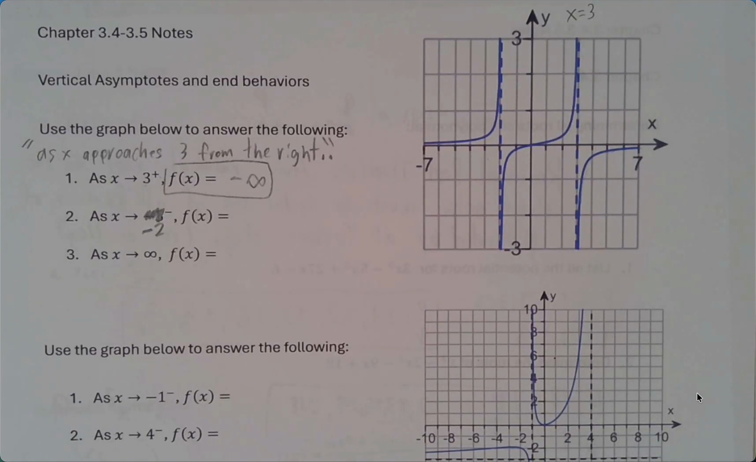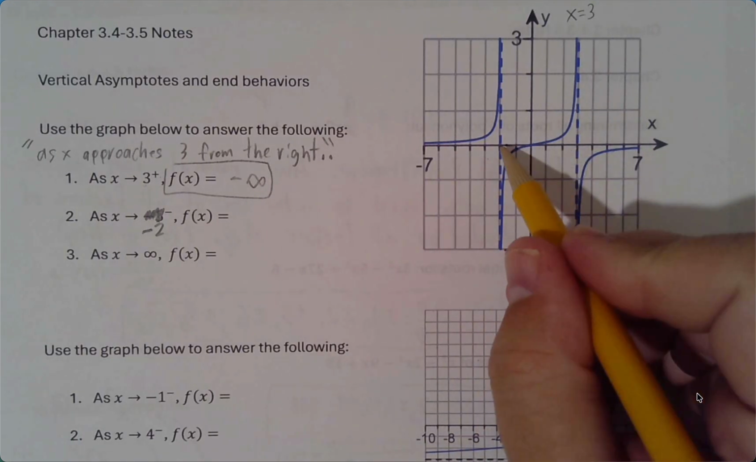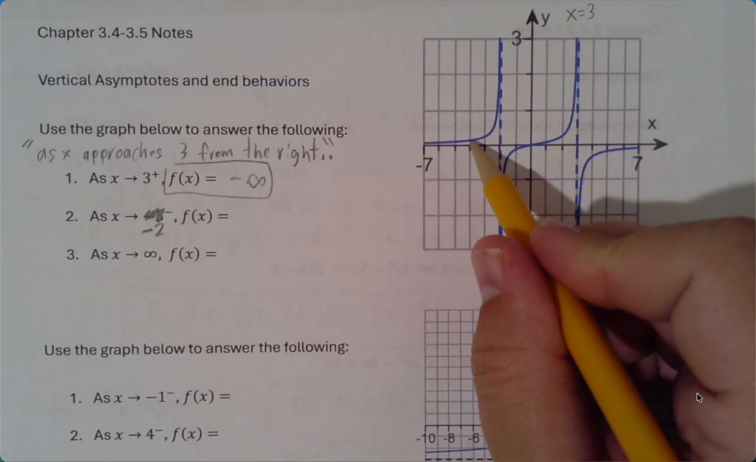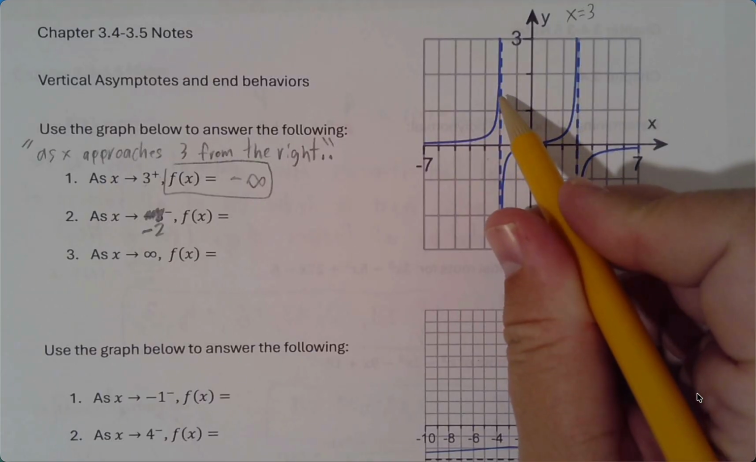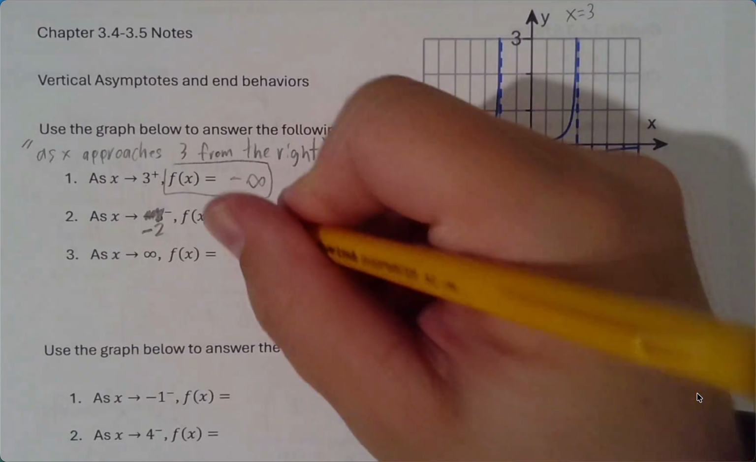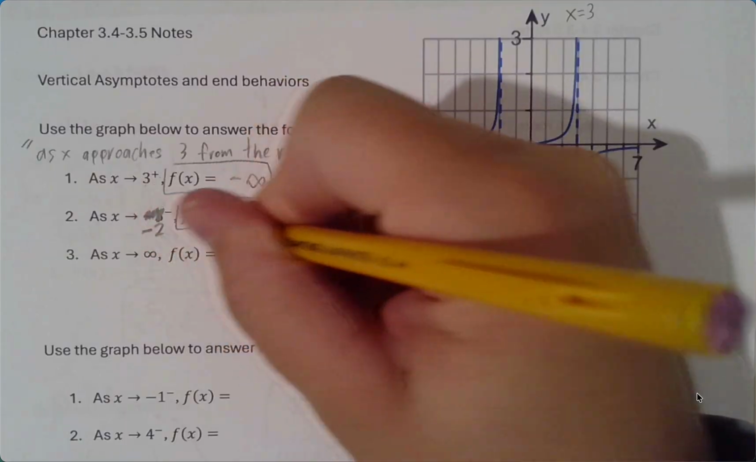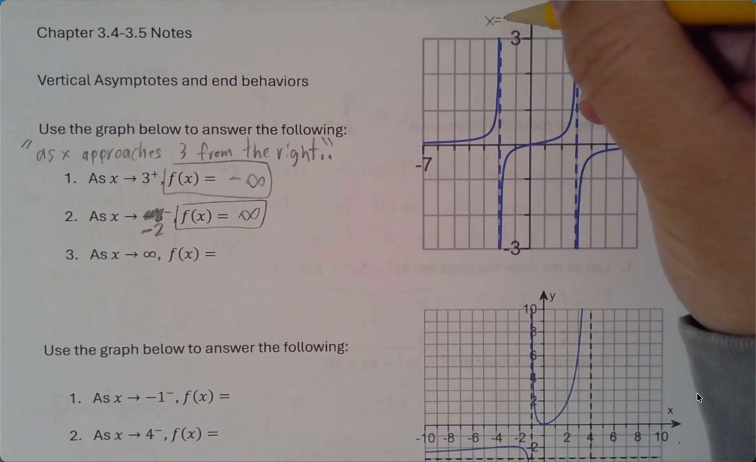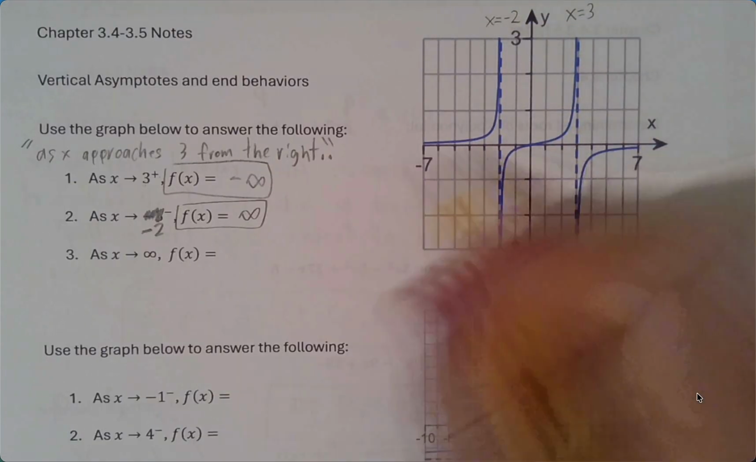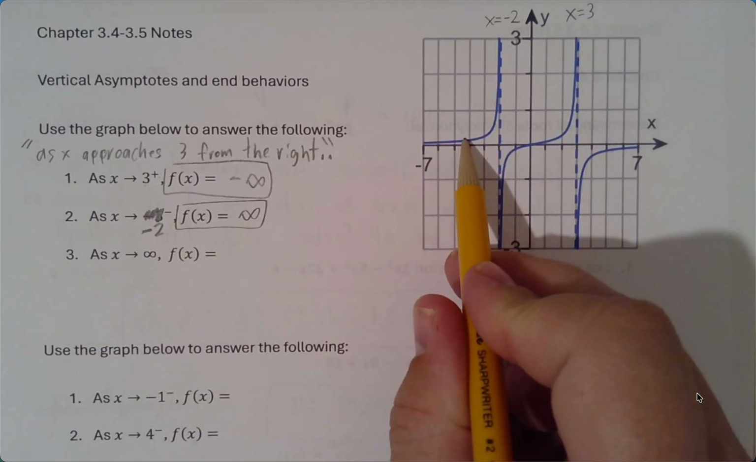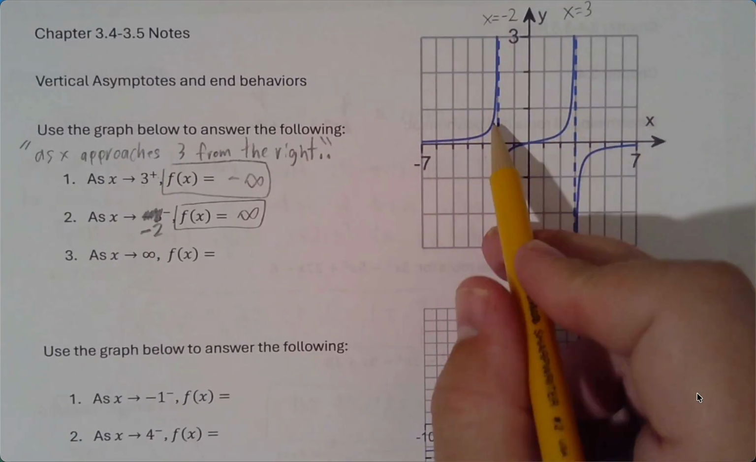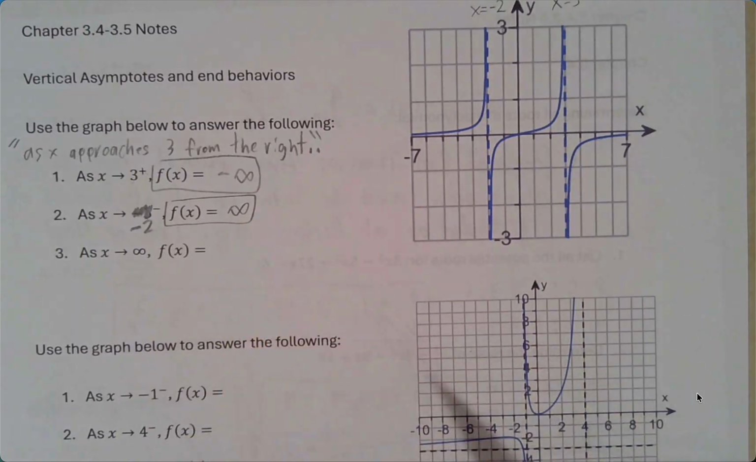All right, as we approach negative 2 from the left, here's negative 2. Where's left of negative 2? Here it is. And what happens as I approach negative 2 from the left? I end up going up forever, which is positive infinity. So again, where's your vertical asymptote here? Here it is at negative 2. I need to go to the left of negative 2, so over here, find the graph segment and follow it back towards the asymptote. I end up going up forever, positive infinity.